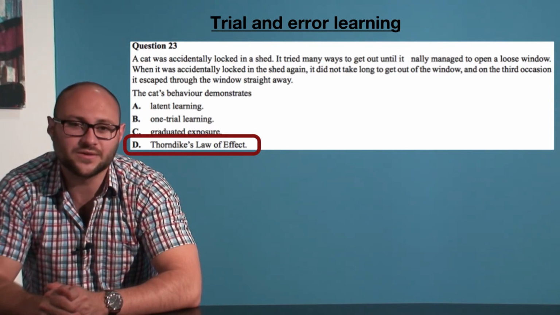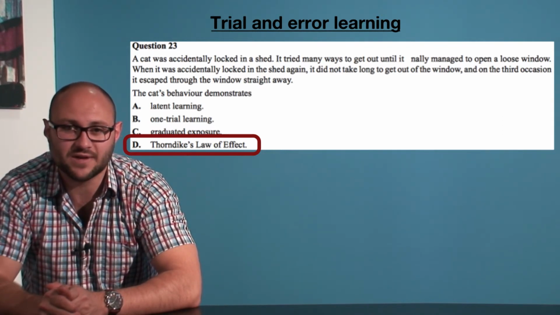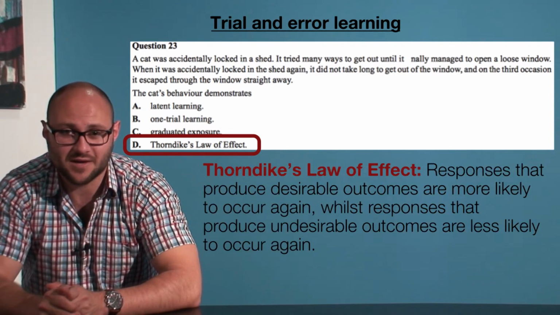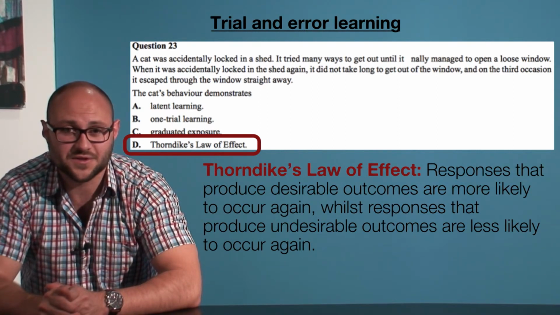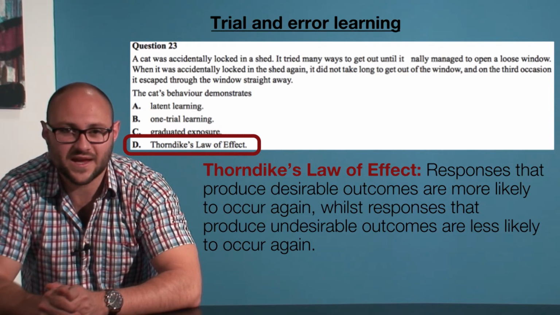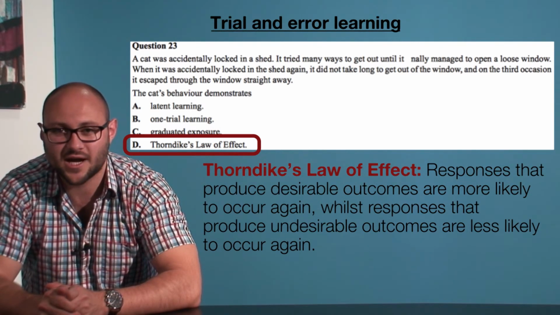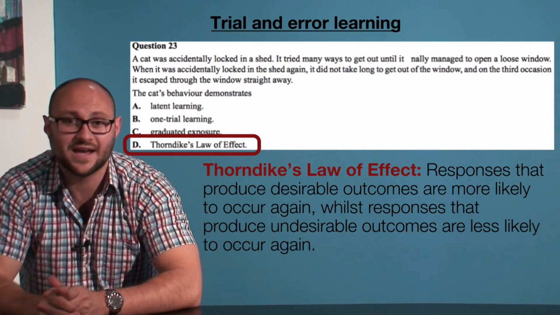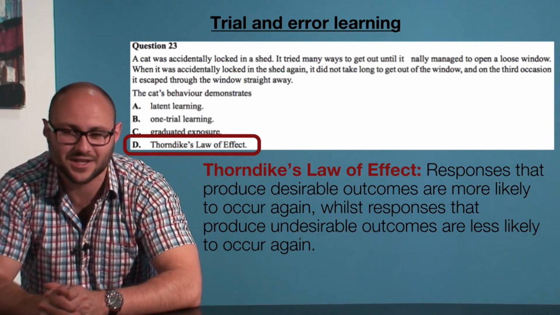Why? Because Thorndike's Law of Effect is hugely relevant to trial and error learning. It states that responses that produce desirable outcomes are more likely to occur again, whilst responses that produce undesirable outcomes are less likely to occur again. This is fairly intuitive, but it explains how trial and error learning works. Because the cat achieved a positive outcome by pulling on a string inside the puzzle box, it is more likely to do that same action again in the future.